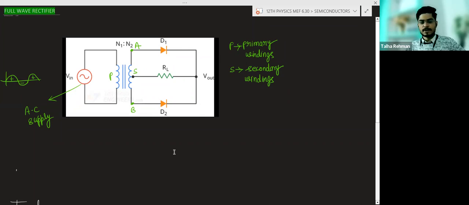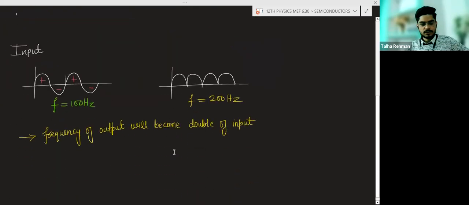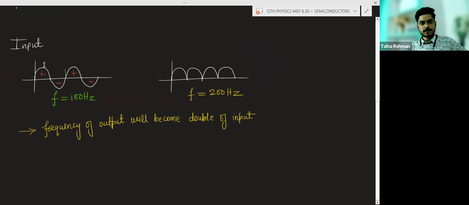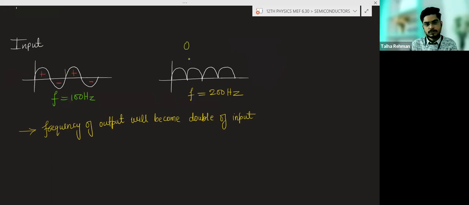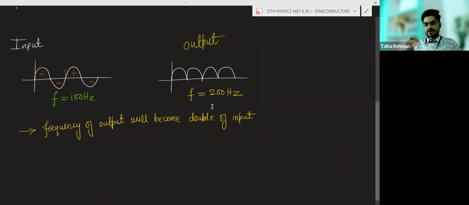Now this is the input, and this is the output. Now you should take the screenshot. And remember that the frequency will become double in the case of the full wave rectifier, because the number of waves in 1 second, or in a particular time period, will become double.